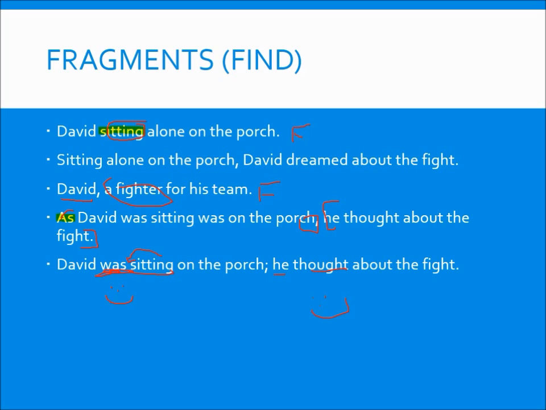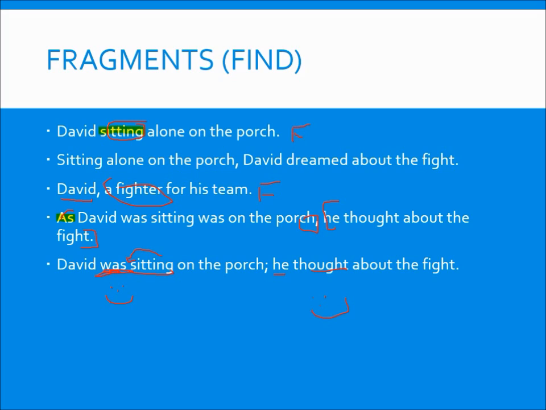So what we actually have here is a complex sentence, which we talked about in L200. It's complex because you have a subordinate conjunction right here, as David was sitting on the porch. And here's the actual sentence, he thought about the fight. So this is correct. So this is not a fragment. David was sitting on the porch. He thought about the fight.